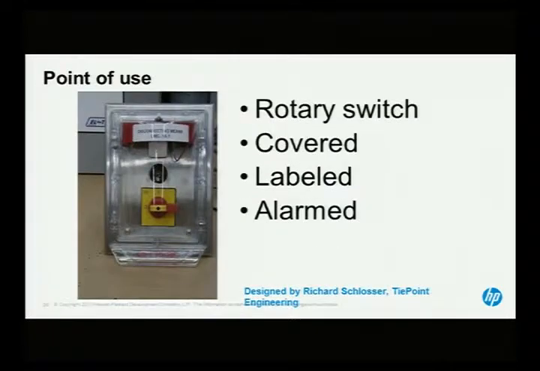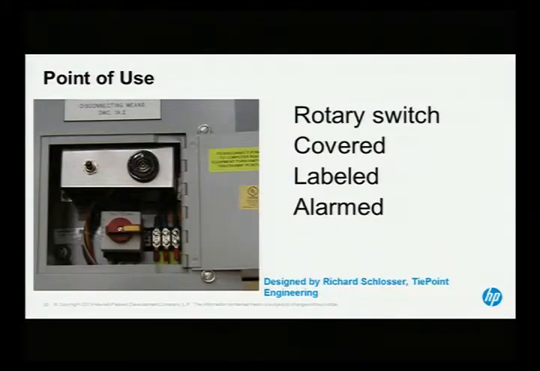A couple of examples. These are from Richard Schlosser, Type 1 Engineering. This is an acceptable installation under the code, and I would suggest a recommended one. It says disconnecting means, it's got a rotary switch, it's got a horn and a light and a cover, and it's embedded into the wall. It's a good solution. Another solution, using a standard NEMA panel with a cover to it.